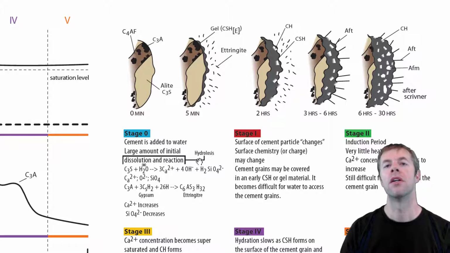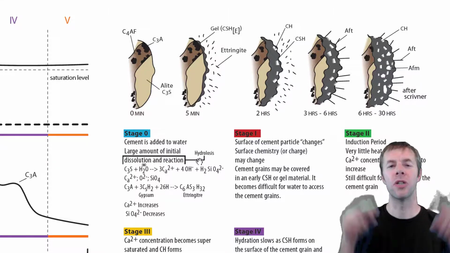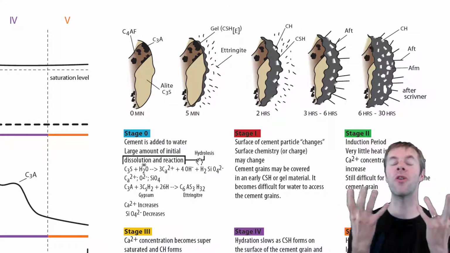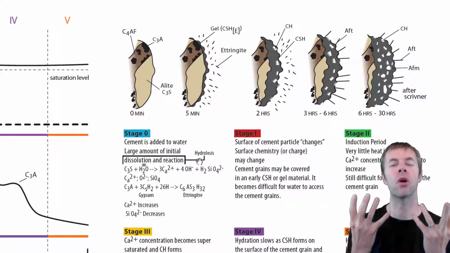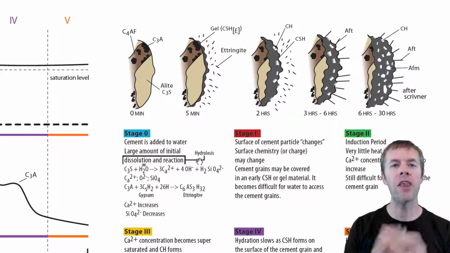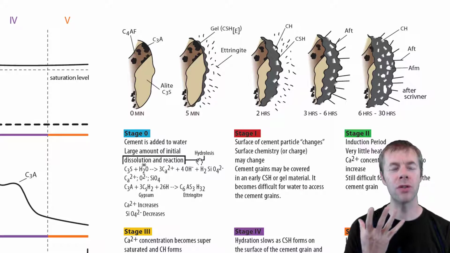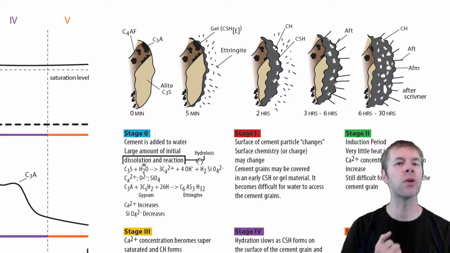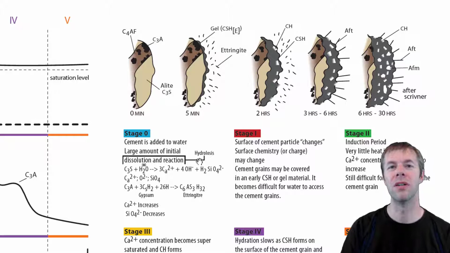Stage 1, the surface of the cement particle changes. This is the part that no one really understands what happens or what goes on. Why does it go down? Why do things stop going into solution? Why does the silicon go down? Well, probably because it's forming some kind of calcium silicate hydrate. But why does the calcium keep going up?